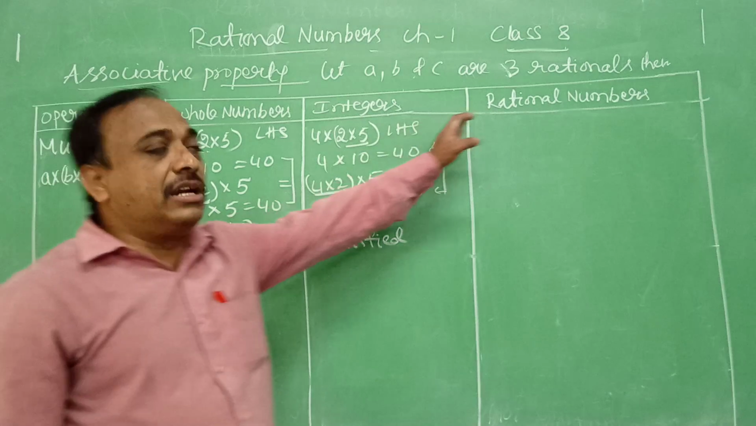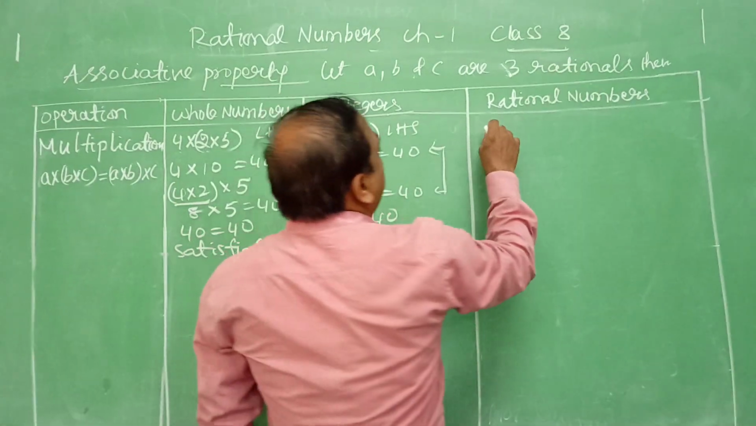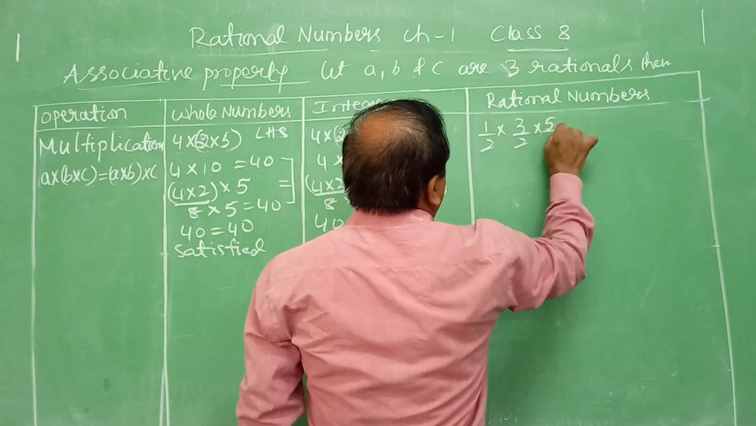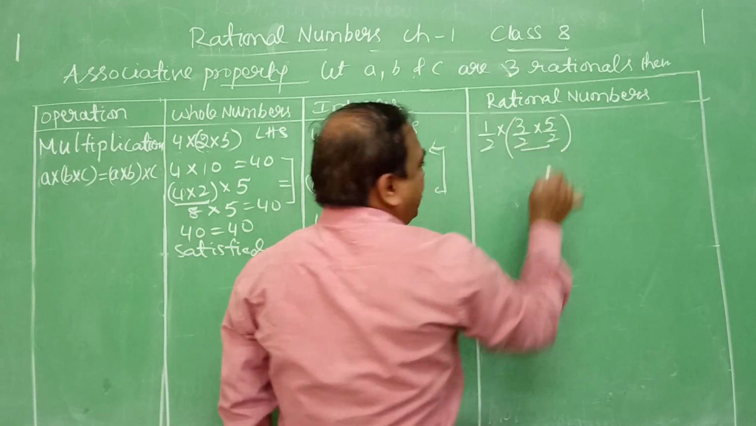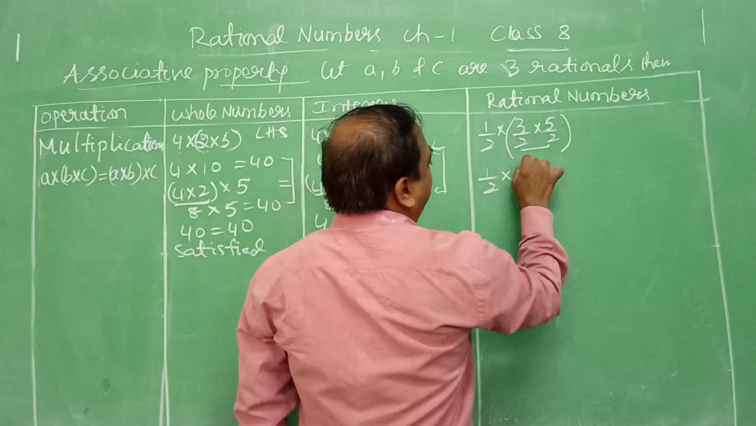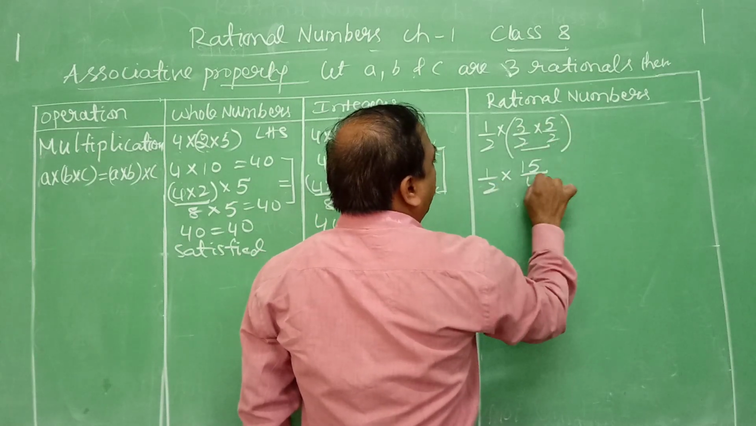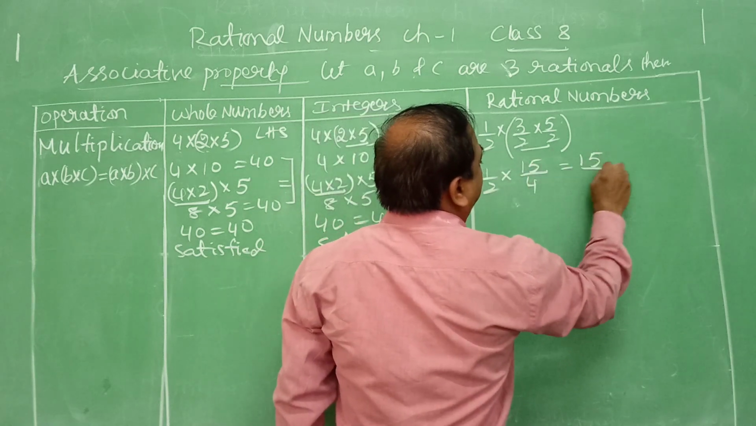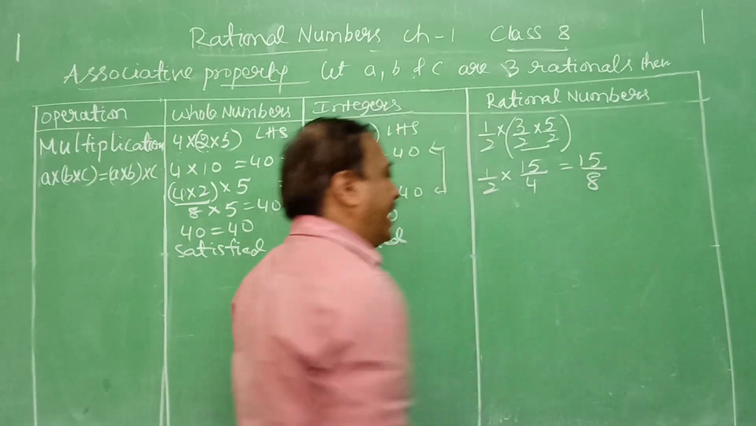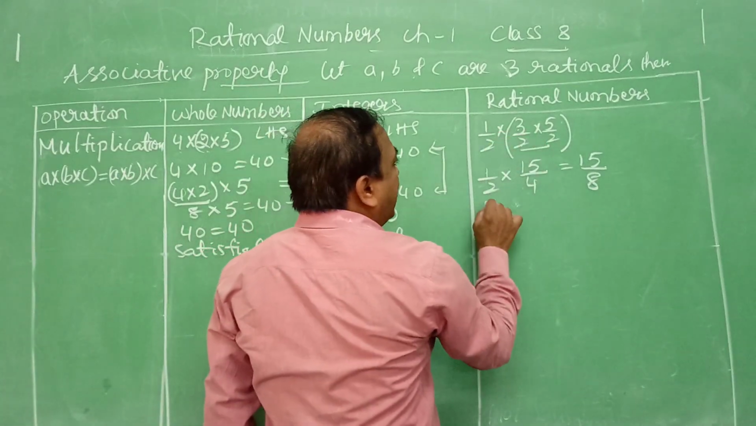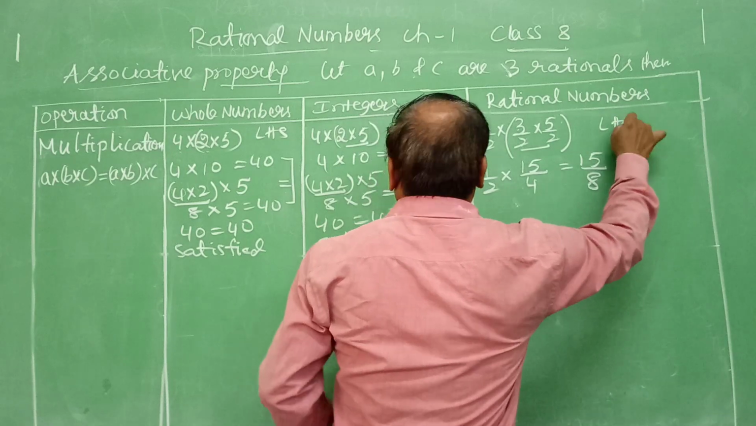Now coming to the rational numbers product. 1 by 2 into 3 by 2 into 5 by 2. First bracket for these two, which is equals to 1 by 2 into 3 5s are 15 by 2 2s are 4, which will give you 1 into 15 by 2 into 4, which is equals to 8. Similarly, we change the bracket. This is LHS part which we verified.